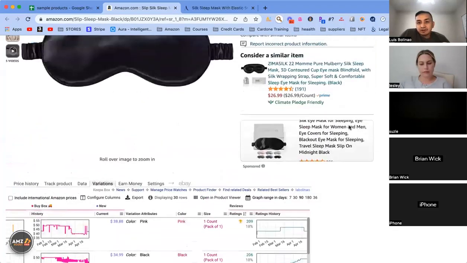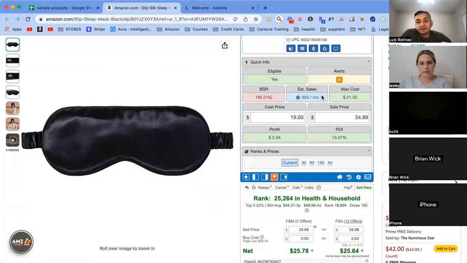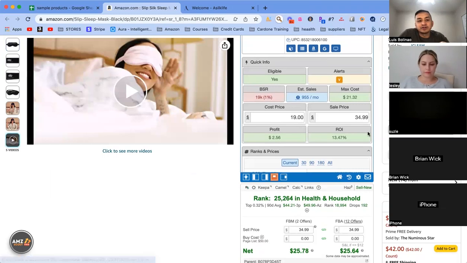So now you would go to the sales per month, which is 955, and then you would get 18% of the sales per month. Okay, I got you. So for the black one, this one is selling about 171 times a month. But it's not really accurate because no one really knows, and there's no software to get the accurate data. So this one is an estimate. So for variations, I would always do a test buy.